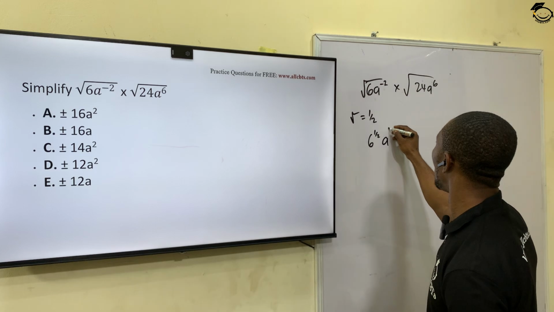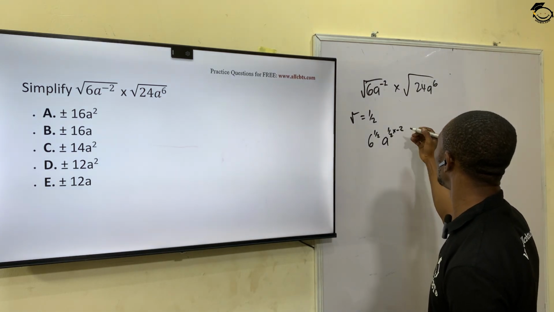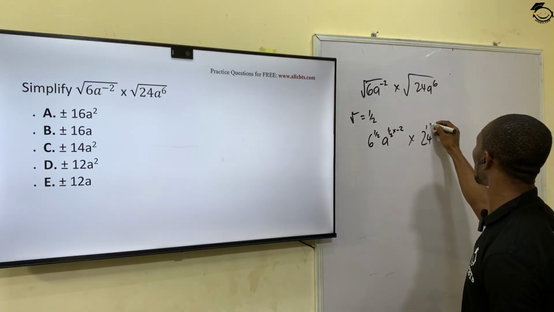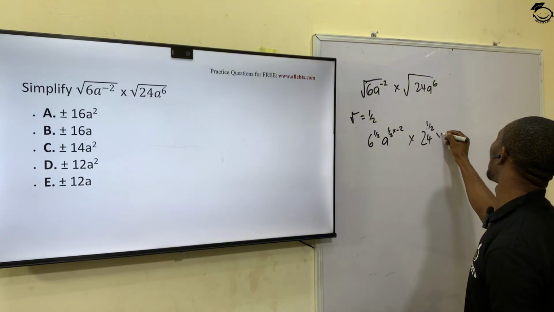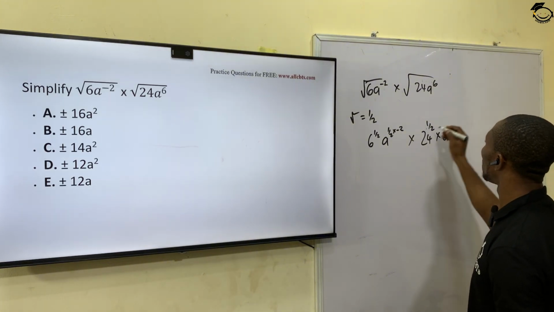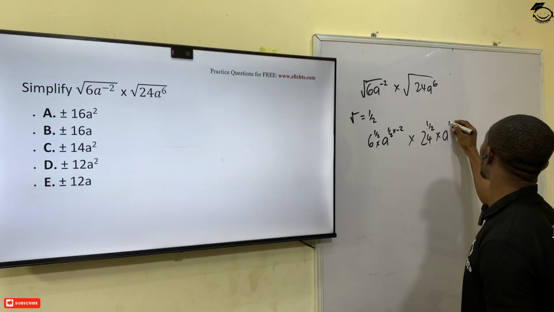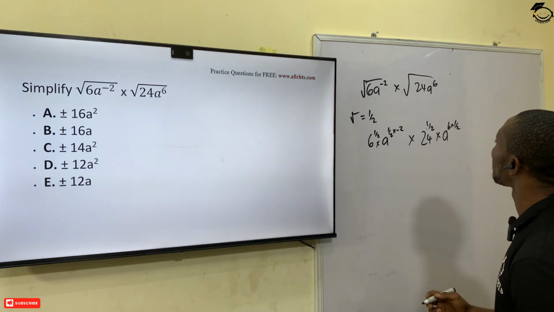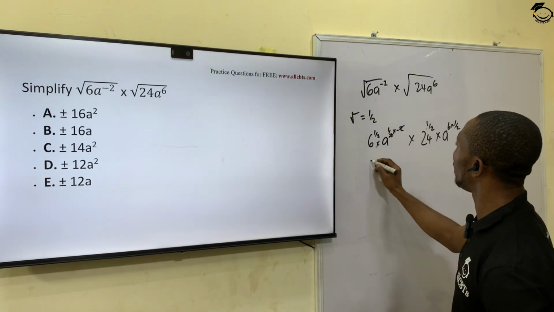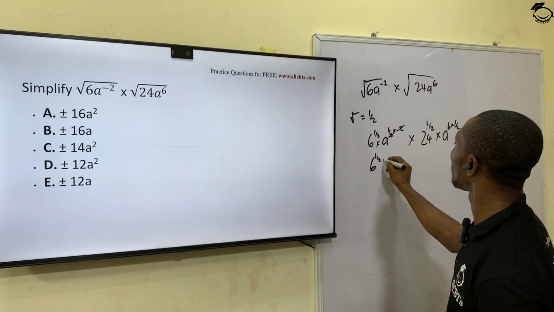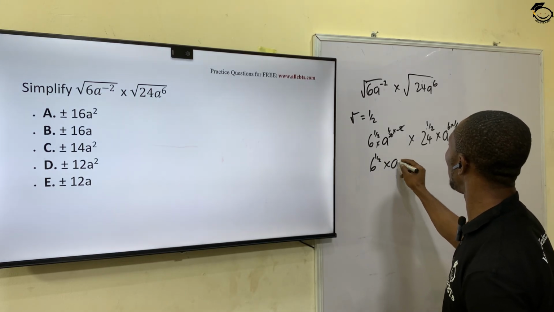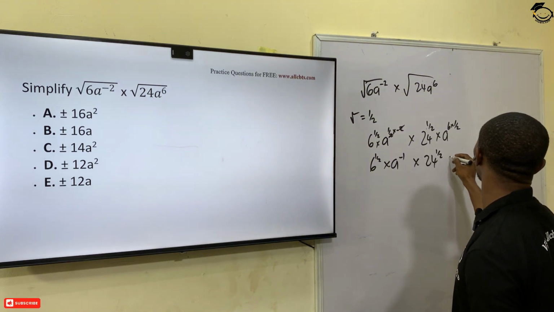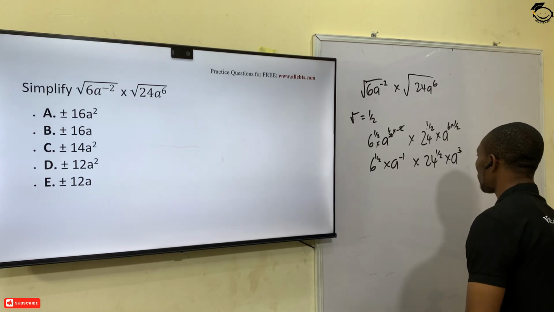raised to power half times minus 2 times 24 raised to power half times a raised to power 6 times half. All right, so this cancels out, leaving us with 6 raised to power half times a raised to power minus 1 times 24 raised to power half times a raised to power 3.